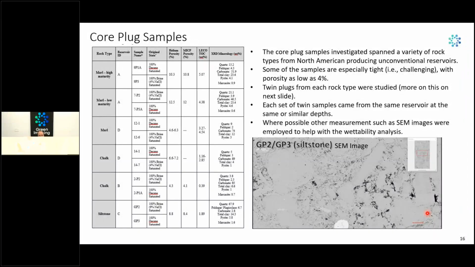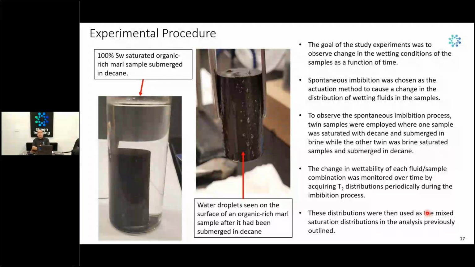So what was our experimental procedure? The goal of this study was to observe the change in wetting condition of the sample as a function of time. And to do this, we decided to use spontaneous imbibition as the actuation method to cause a change in the distribution of wetting fluids in the sample. This is because other methods to try and force a change in wettability in these tight unconventional samples wouldn't be so easy to do.